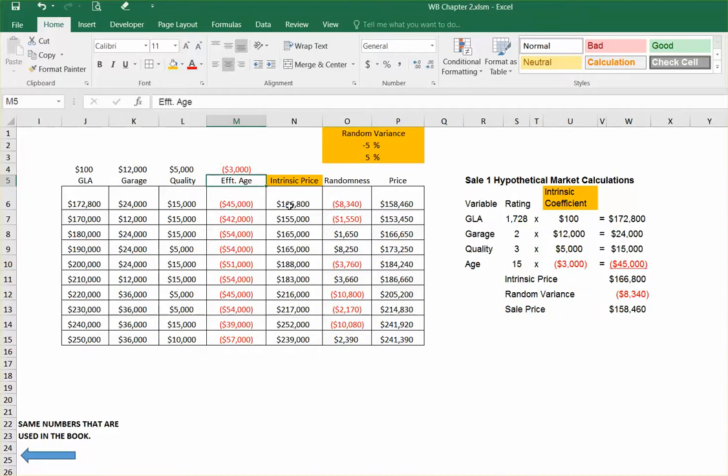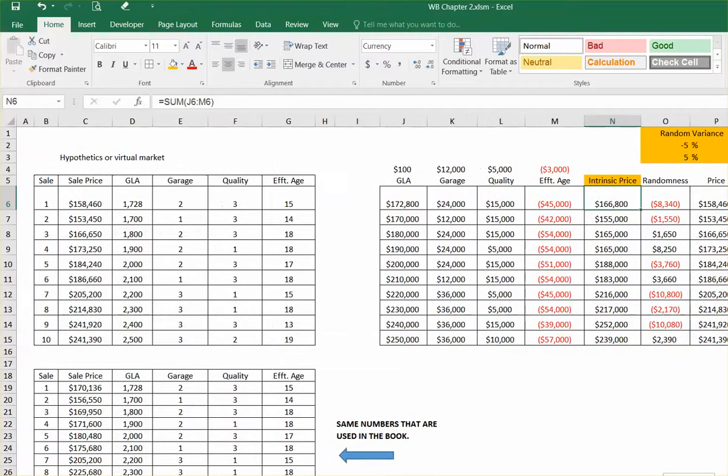Now, I can get what's called an intrinsic price by going over and summing these up. So on sale 1, it is 1,728 square feet times 12,000. No, I'm sorry. Yeah, right here. It is times 100. So let's get back to gross living area. It is 1,728 square feet times 100, and so that's where I get this number. And you can see this is a formula. This is equal to J4 times D6, and that's D6.